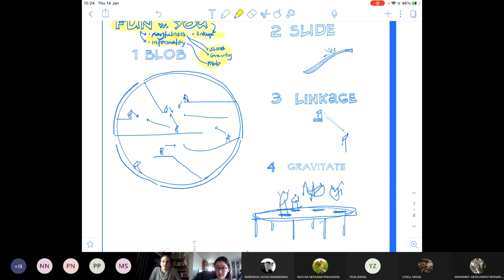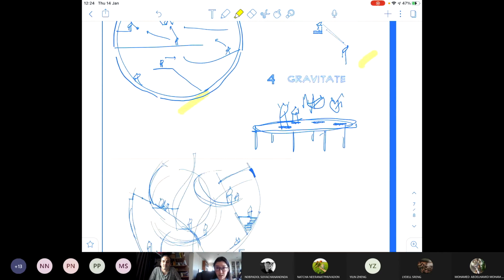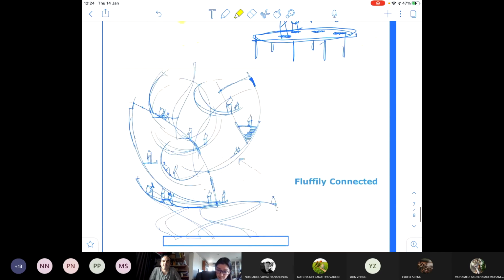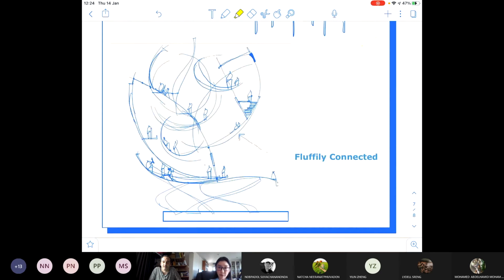Okay, so this is a sketch. And I use the term linkage in order to link people. This one is probably something really common to your guys' ideas. And then I play with the trampoline, with the gravitate. That's why I translated everything conceptually into something fluffy that's still connected by this spatial diagram.